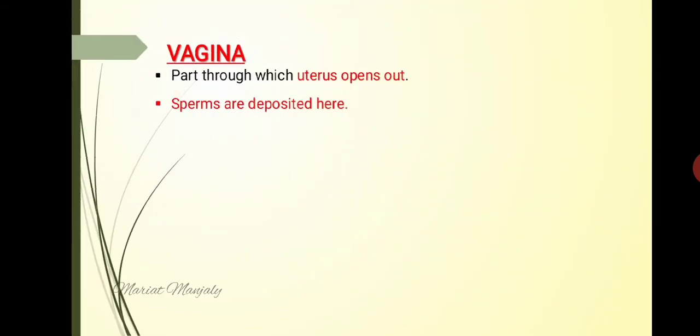Vagina. It is the part through which the uterus opens out. The sperms, which are the male gametes, are deposited here.